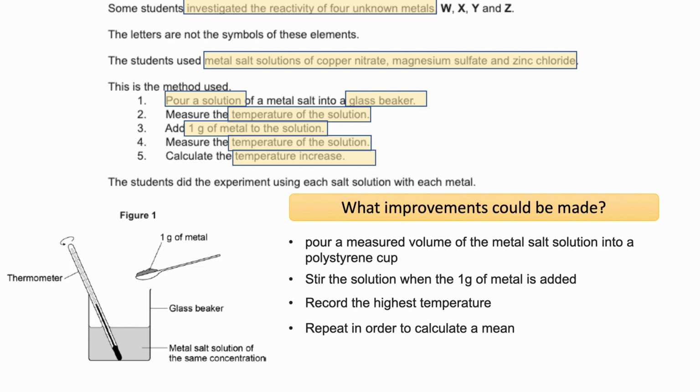Then we can stir the solution as well when we've added our metal. Just make sure everything's evenly mixed. Then we record the highest temperature, or if it's an endothermic reaction, the lowest temperature. And finally, you do it again. You repeat the experiment so that you can work out the mean.